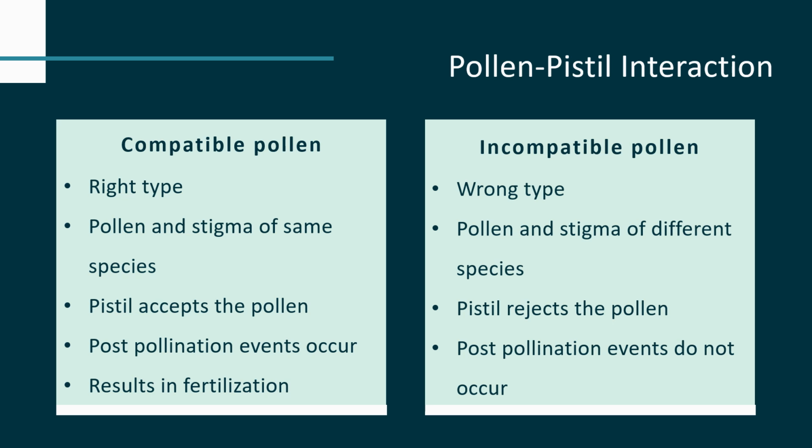But if pollen and stigma are of different species, the pollen is incompatible, so pistil will reject pollen and there won't be any post-pollination event and no fertilization will take place.